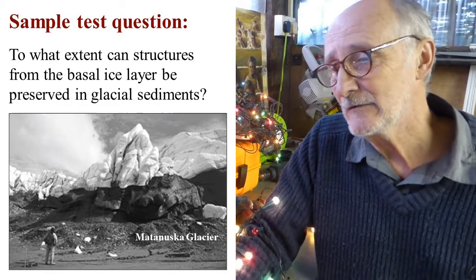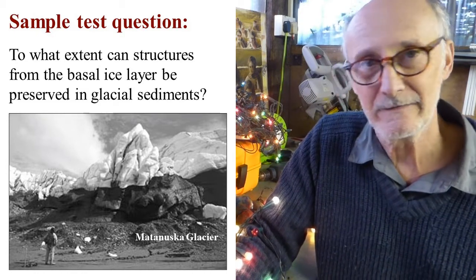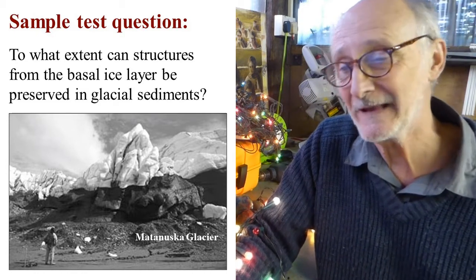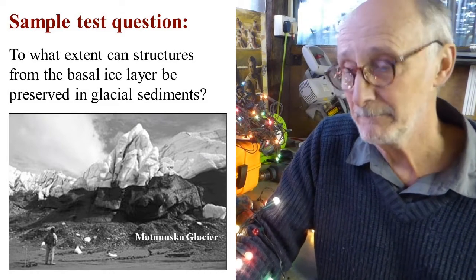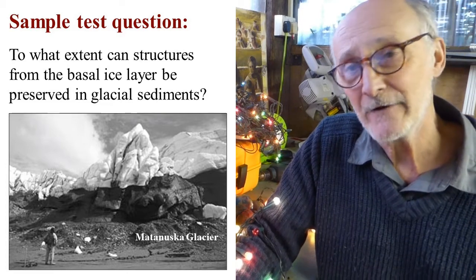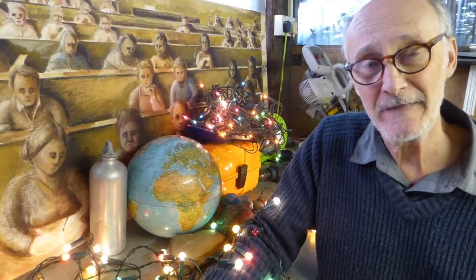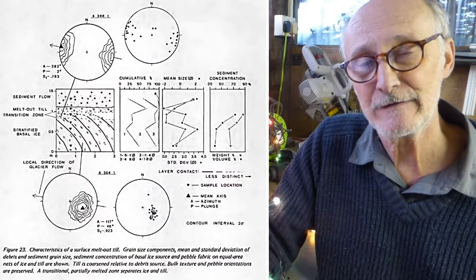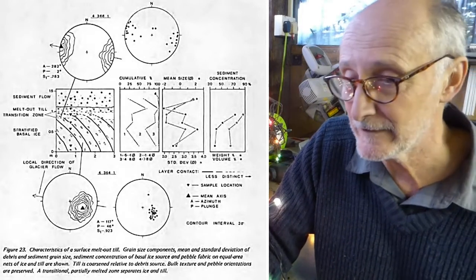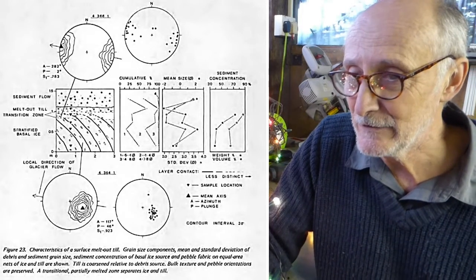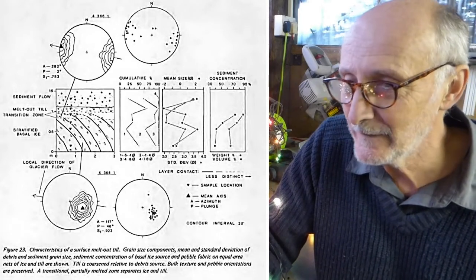One of the things that Dan Lawson was doing at the Matanuska Glacier was looking not only at the glacier and not only at the debris within the glacier, but also at the debris, the sediments that were being deposited by the glacier. And one aspect of his work was to compare the sediment structures within the basal ice to the sediment structures in the debris that was left behind, that was deposited by the glacier.